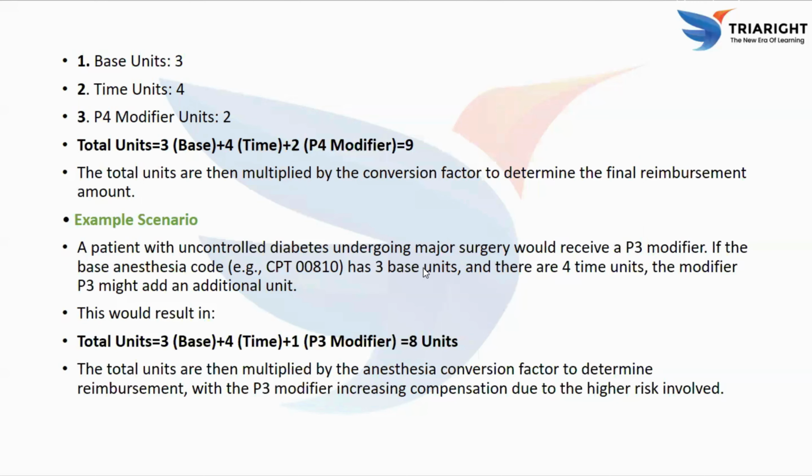So here is an example scenario. A patient with uncontrolled diabetes undergoing major surgery would receive a P3 modifier. If the base anesthesia code 00810 has 3 base units and there are 4 time units, the P3 modifier might add an additional unit. So this would result in 3 base units as given in the example, 4 time units and the P3 modifier. For the P3 modifier we are adding 1 more unit, which gives a total of 8 units. Compared to P2 or P1, P3 gives higher payment due to increased risk.